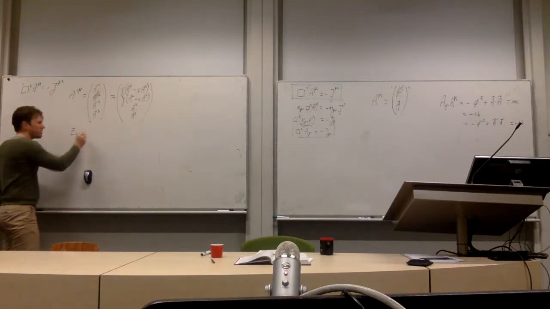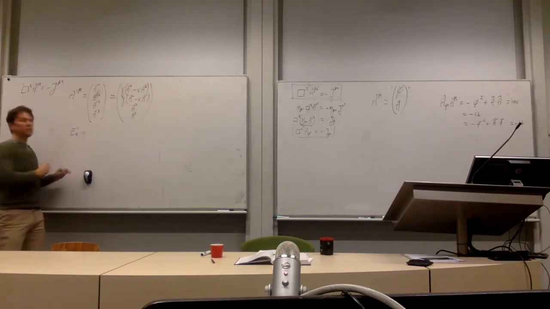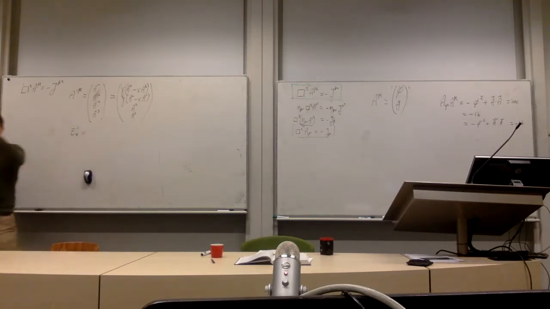So my wish is, by the end of today, to have a dictionary to have E_x primed written in terms of the E's and B's of the unprimed person. So it's like a Lorentz transform, but now not for the potentials, but for the actual electromagnetic fields. Let's take a guess first.